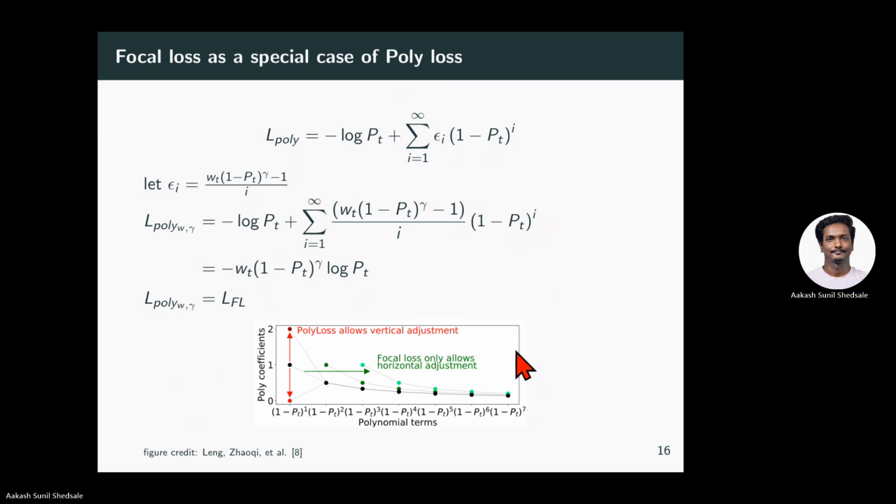In the polynomial loss paper, there is this figure. Focal loss only allows horizontal adjustment if we don't consider omega t, but PolyLoss allows vertical adjustment as well.